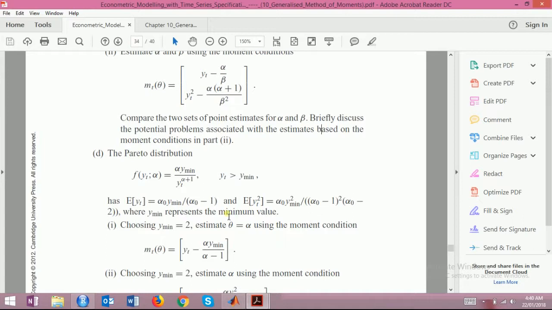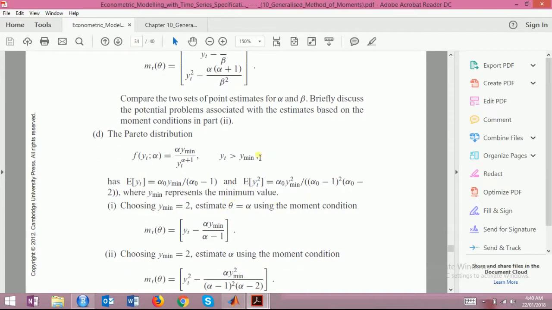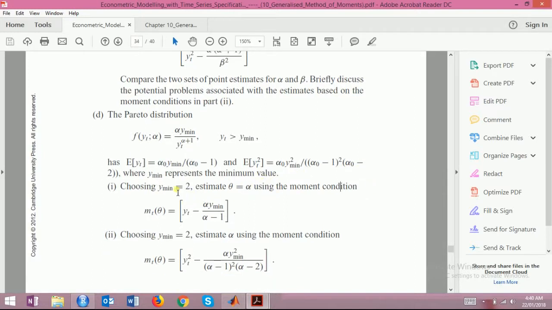Then another distribution we did not talk about in our theory is the Pareto distribution, where alpha y minimum to the power alpha divided by yt to the power alpha plus 1 is the distribution where the first moment is alpha naught y minimum divided by alpha naught minus 1. Variance is alpha naught y minimum squared divided by alpha naught minus 1 squared into alpha naught minus 2. And choosing the minimum of y to be 2, estimate theta equals alpha using the moment condition where yt minus alpha naught y minimum divided by alpha naught minus 1.